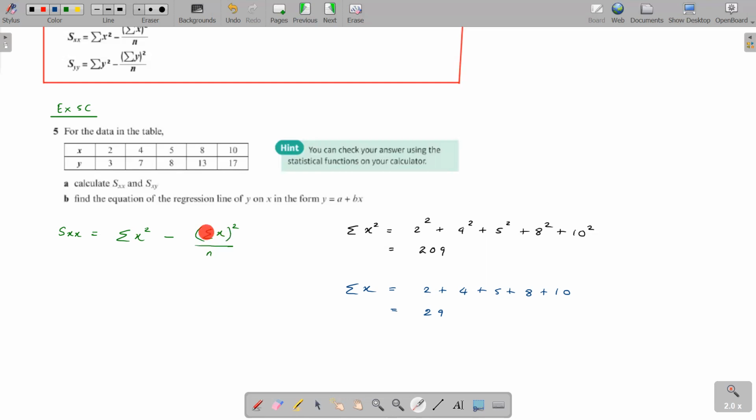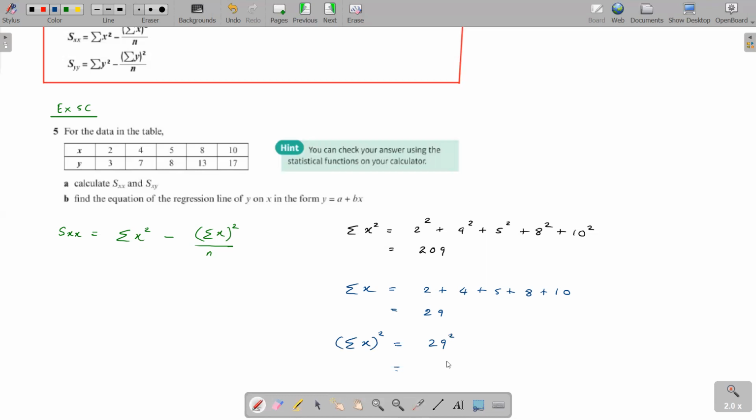That means you get the sigma x value and then you square it. Okay, guys, so that's really important. So this is the meaning of sigma x bracket and square. That means you square your 29. All right, guys, so that's really important. Make sure you clearly understand the difference between these signs.